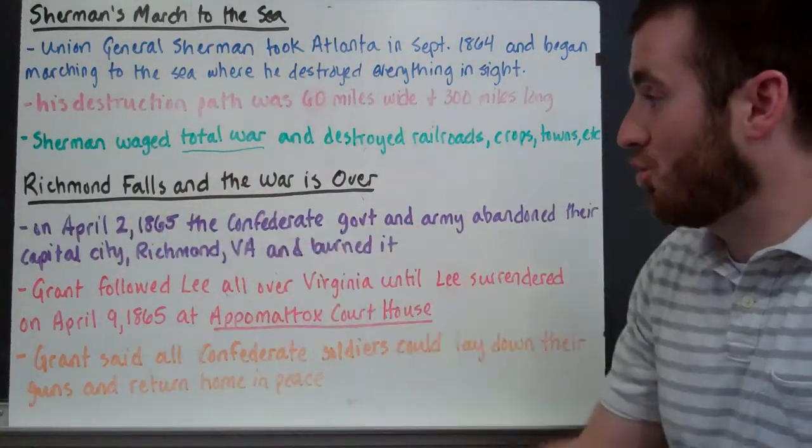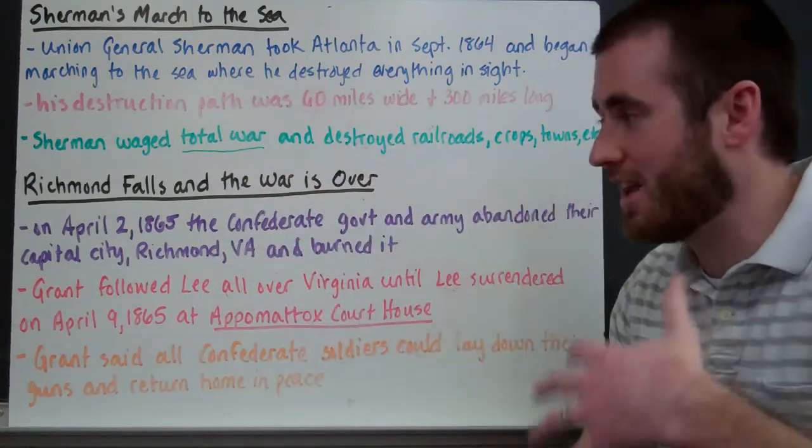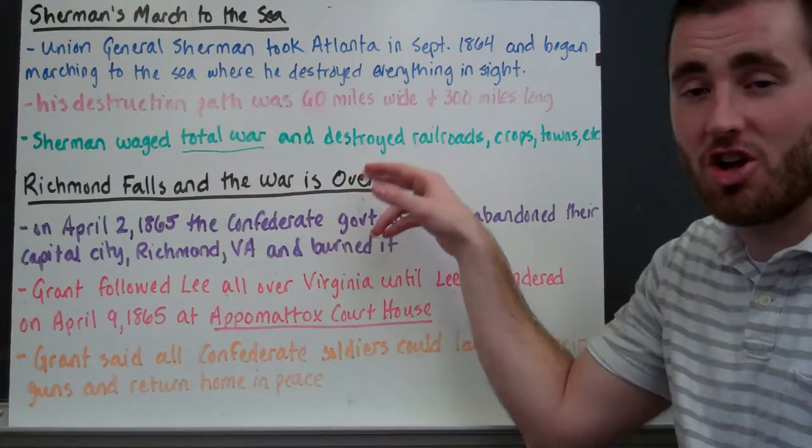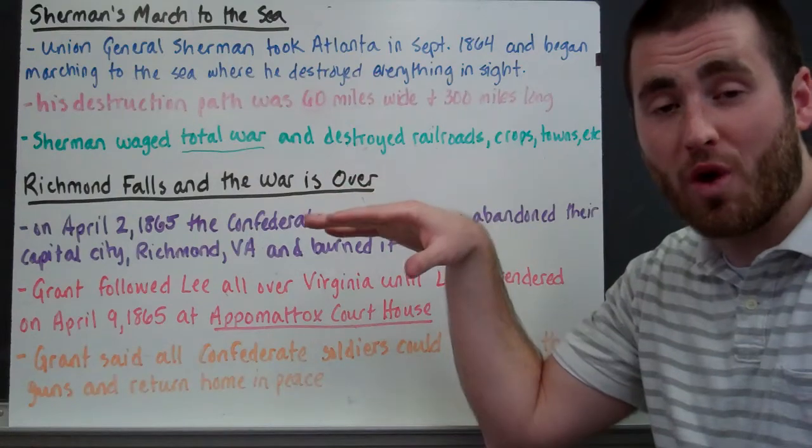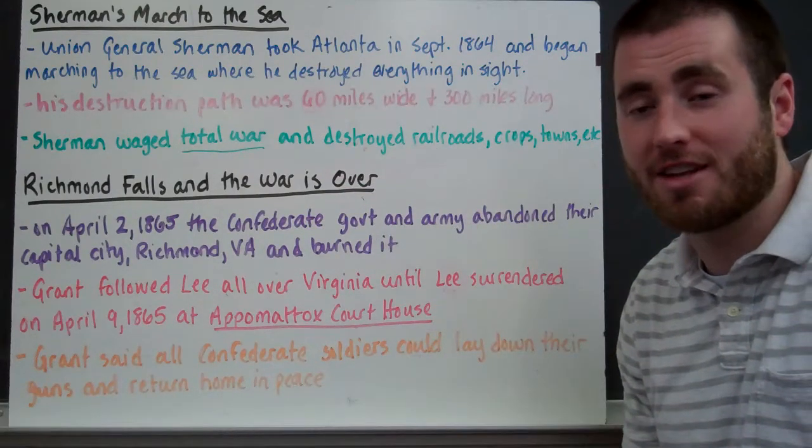So Richmond falls and the war is over. Now we're starting to see it all wind down. Sherman, after he did all this, his purpose was to meet up with General Grant, and they were going to try to finish off Lee and the Southern Army.